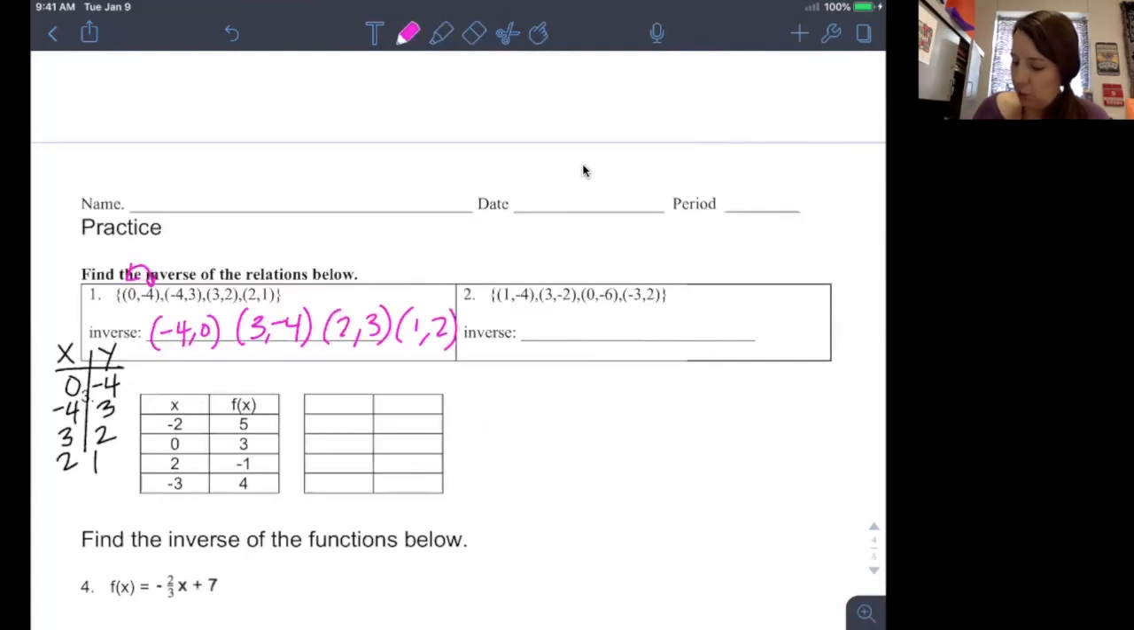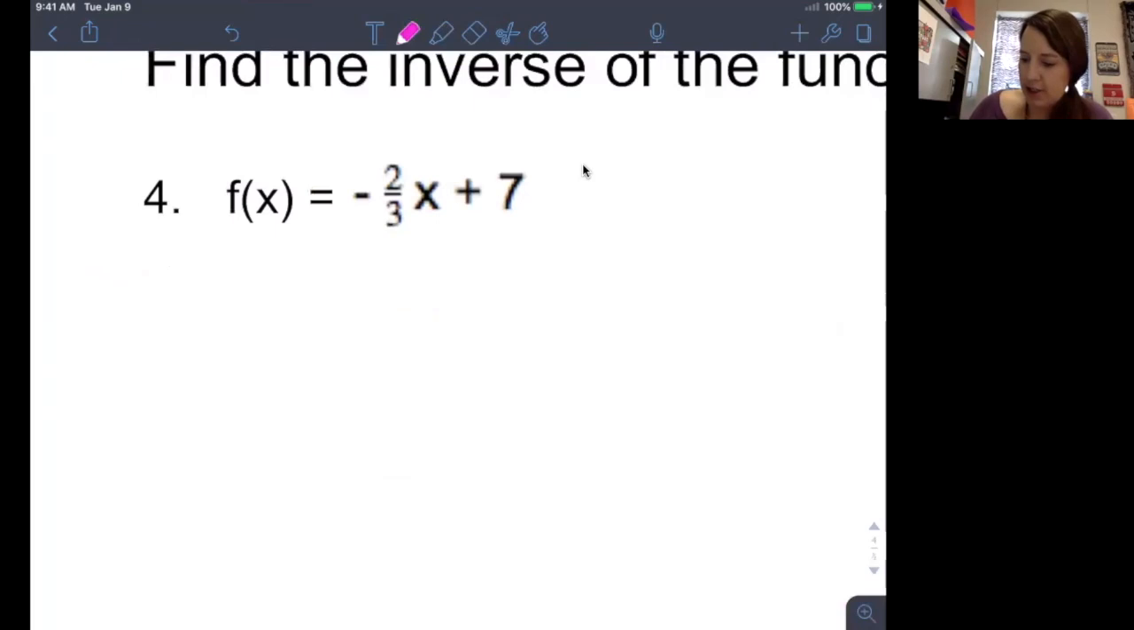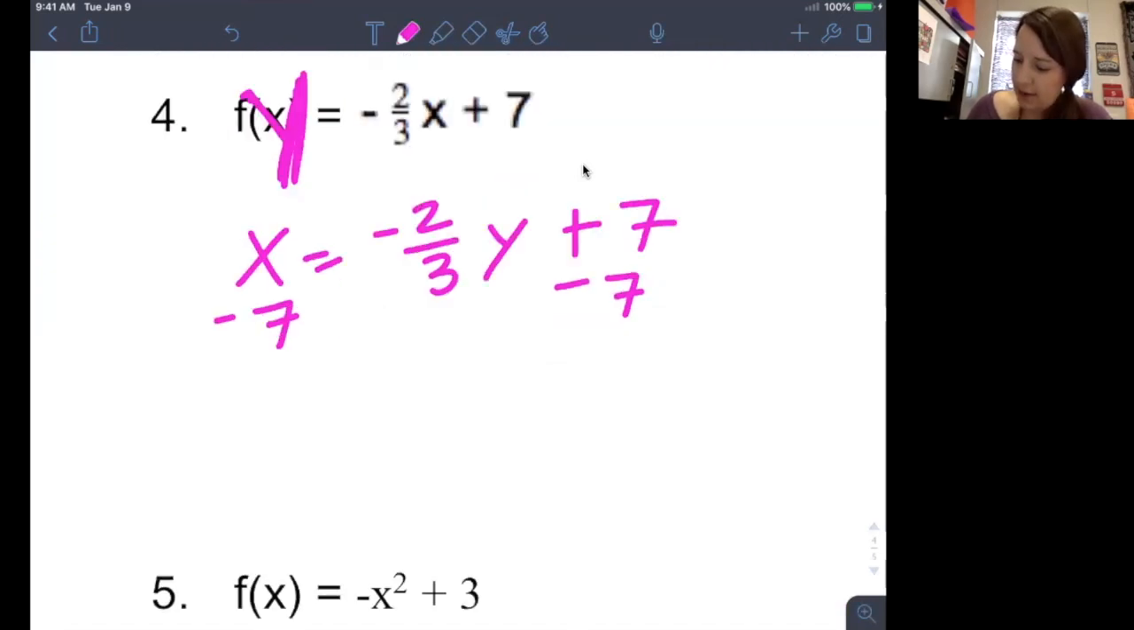Now, I did want to work one that has a fraction. So for this one, we have a fraction. I'm going to replace f of x with y, and I'm just going to do it like that. Okay, so I did step 1, replace f of x with y. Now I need to switch my x and my y values. So x equals -2/3 y plus 7. Okay, I'm going to move that plus 7 by subtracting it on both sides. So I get x minus 7 equals -2/3 y.